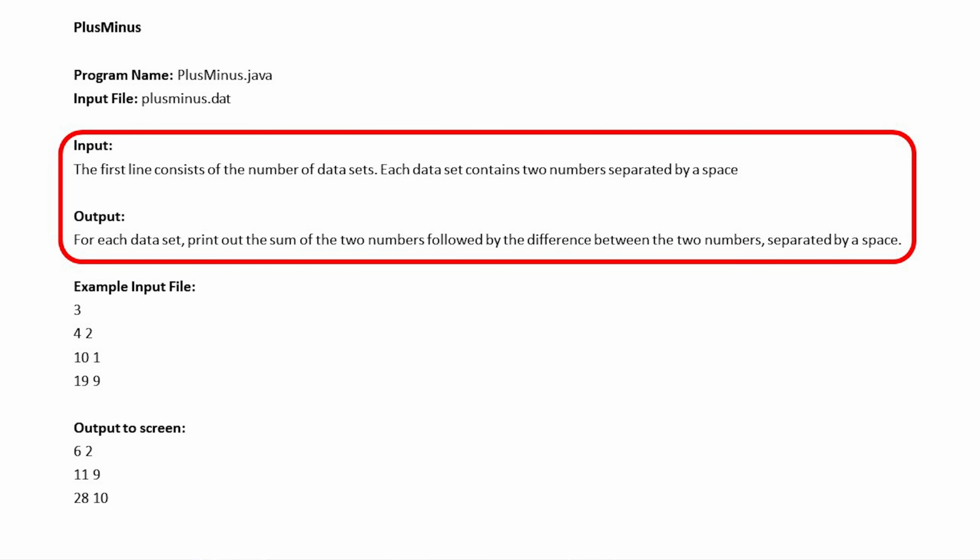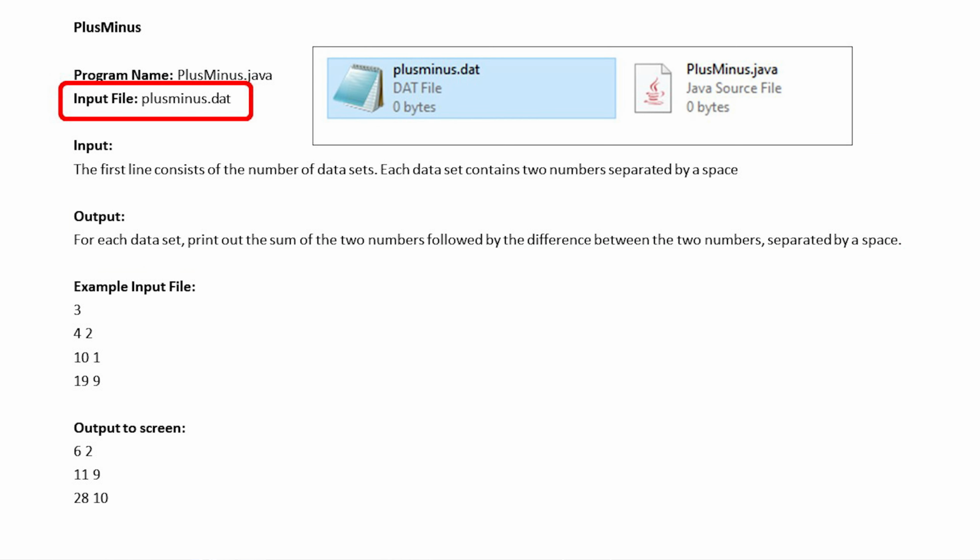A programming problem will explain how the input data will be structured and what the program should output. Your task is to write code that processes the data and outputs the correctly formatted results. The input data will be provided to you in a .dat file with a name that corresponds to the problem. Tip number 2, do read the input data from the .dat file.